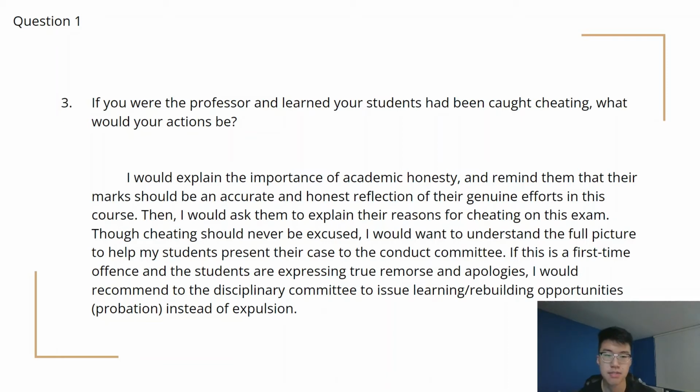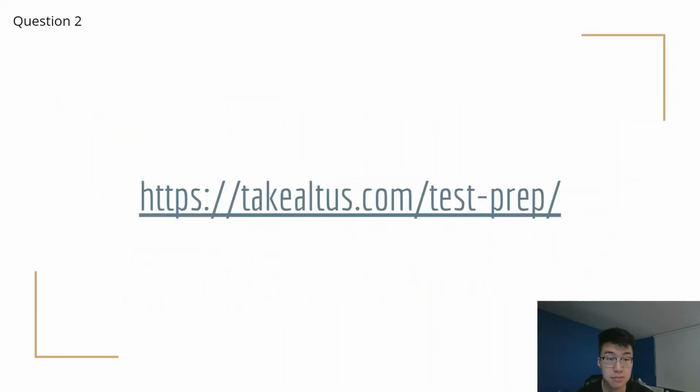If this is a first time offense and the students are truly expressing remorse and their apologies, I would recommend to the disciplinary committee to issue learning or rebuilding opportunities such as probation instead of expulsion or suspension. And so, putting myself in a teacher's shoes, it shows that I have a desire to gather more information before acting and putting consequences on these students. This is just like a physician who has to gather more information before making a diagnosis so that they don't miss out on any details and don't act too quickly or rashly.